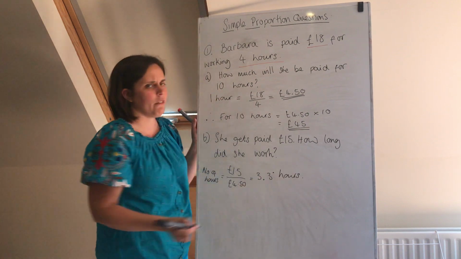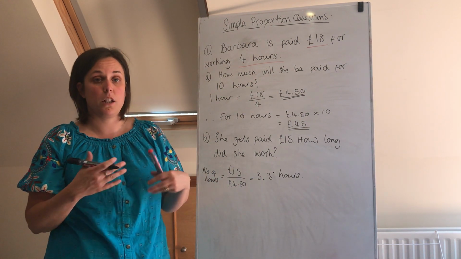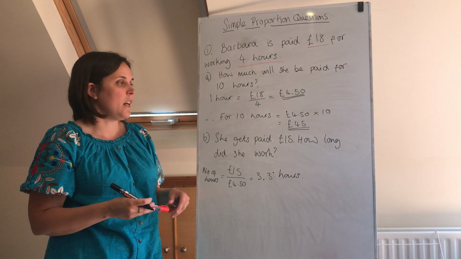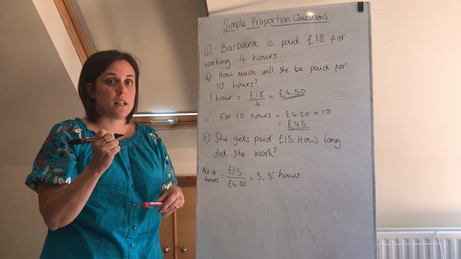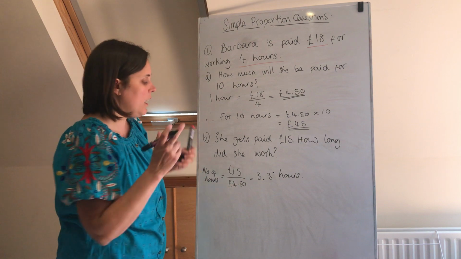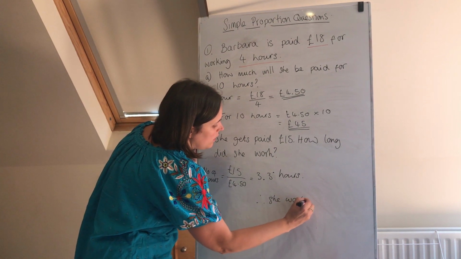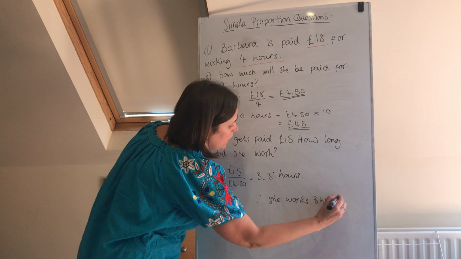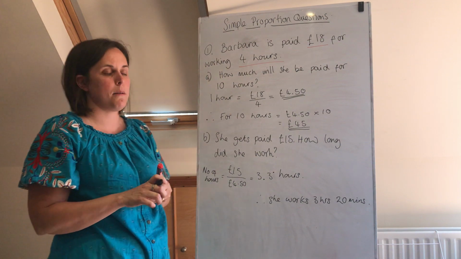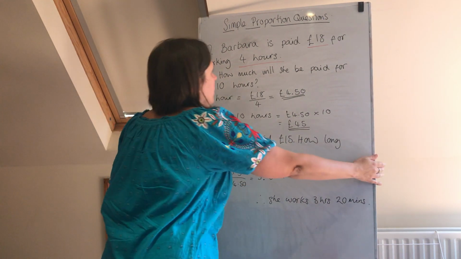Now, we don't normally refer to hours as 3.3 hours or 3 1/3 hours. We normally use hours and minutes, so you'd be expected to convert that into hours and minutes. We know there are 60 minutes in an hour, and 0.3 is a third, and a third of 60 is 20, and therefore we know that she works 3 hours and 20 minutes. That's quite a nice, simple, straightforward conversion to do. Now that's that question.